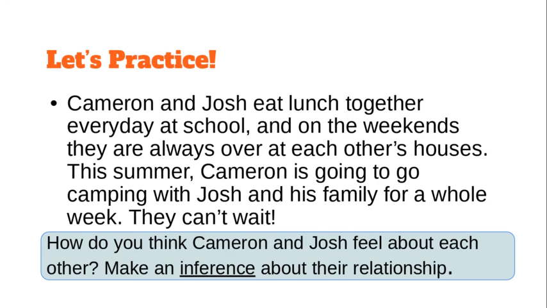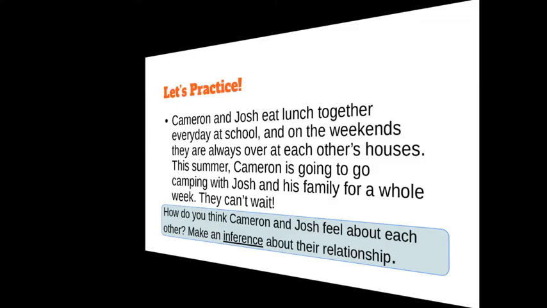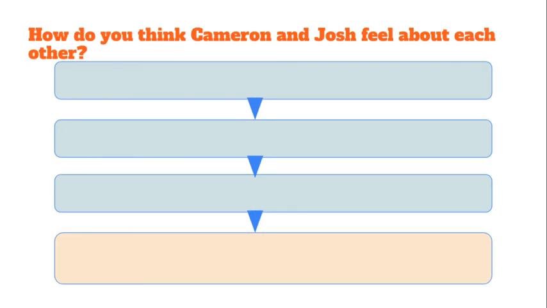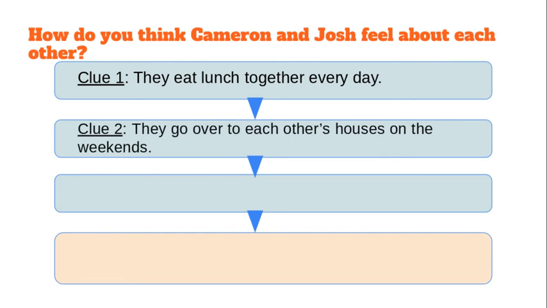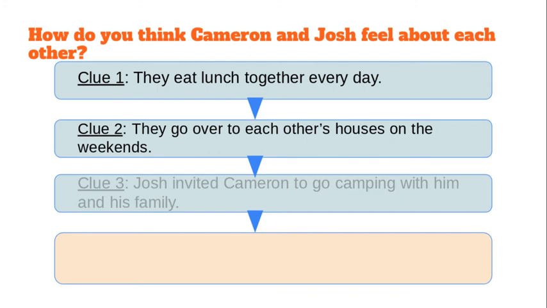How do you think Cameron and Josh feel about each other? Make an inference about their relationship. It doesn't say in the text how they feel about each other, but can we figure that out? Let's take a look at some clues in the text. Clue number 1, they eat lunch together every day. Clue number 2, they go over to each other's houses on the weekends. Clue number 3, Josh invited Cameron to go camping with him and his family.